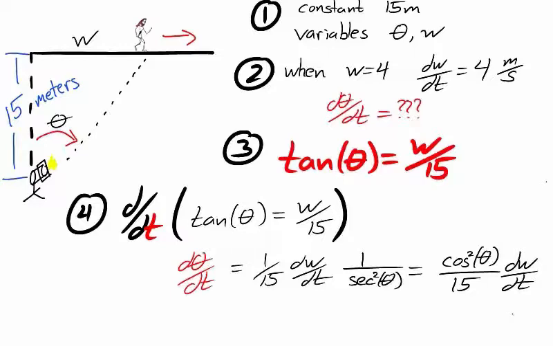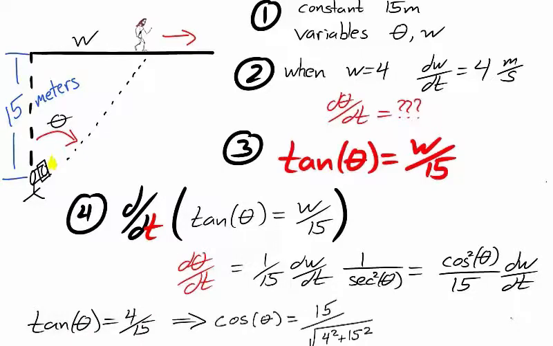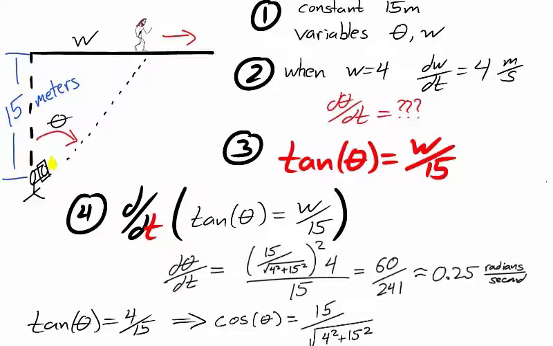We can use our original equation, substituting 4 in for w, to find that tangent of theta is equal to 4 over 15. And with a bit of trigonometry, that is equivalent to saying that cosine theta is 15 over the square root of 4 squared plus 15 squared. Substituting for cosine theta in d theta/dt, we obtain d theta/dt as approximately 0.25 radians per second.